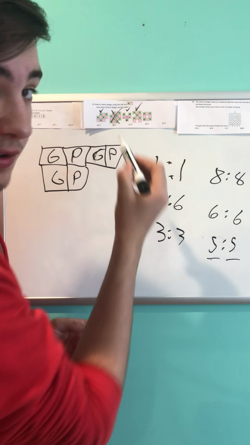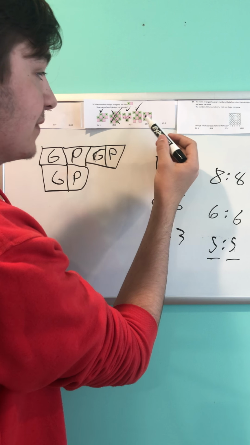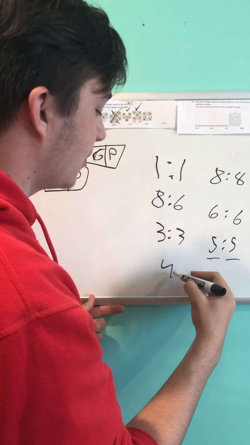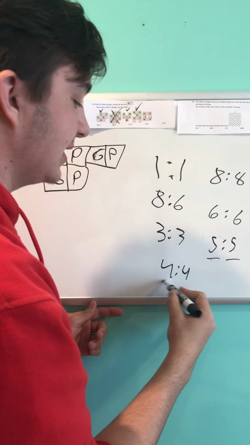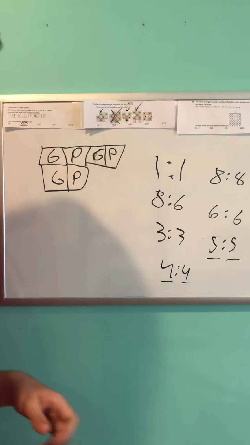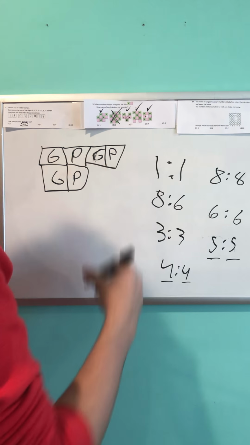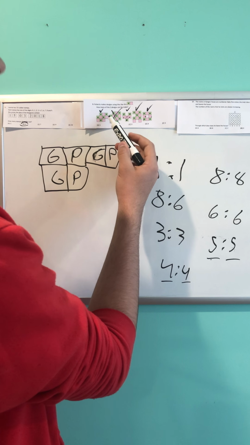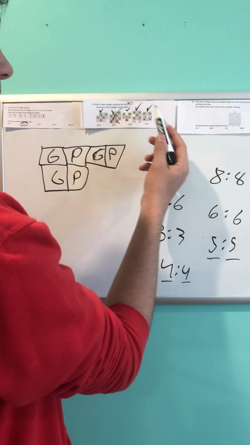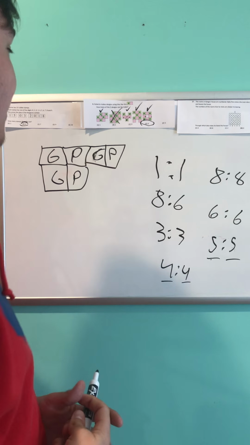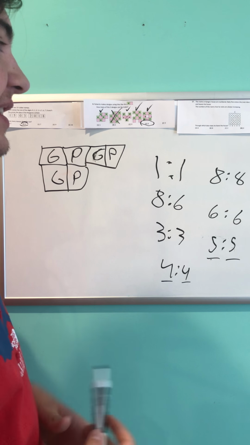And final one, how many green? 1, 2, 3, 4 green. And how many pink? 1, 2, 3, 4. So that's in a ratio of 4 to 4. And are these the same? Yes, they are. So that means this one is also good. So how many altogether can he make? 1, 2, 3, 4. Circle up number 4, which is letter D.